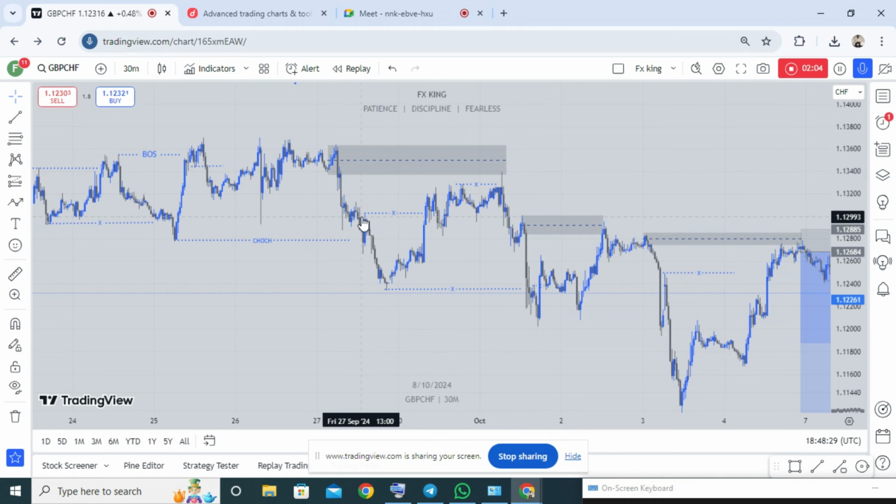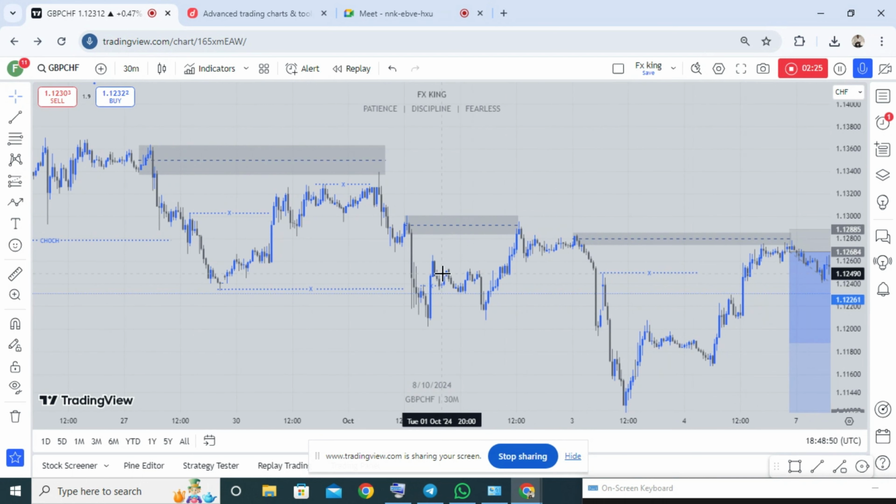Now that price has taken out our inducement and it has broken below, this is our valid breakout structure at this point in time. So what are we waiting for again, right? We're waiting for inducement again and for price to mitigate our point of interest.